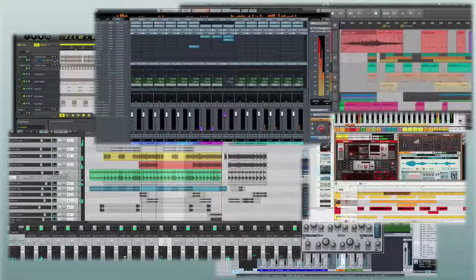Nowadays there are of course numerous DAWs, and even trackers have had a comeback. What was your first DAW?